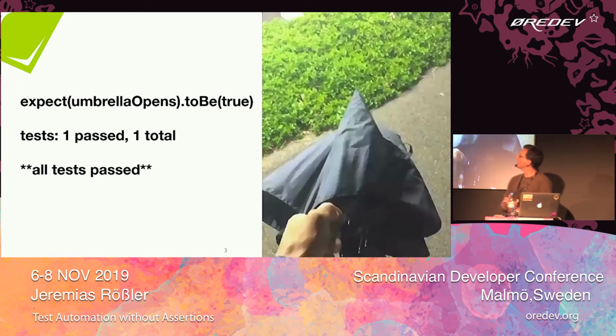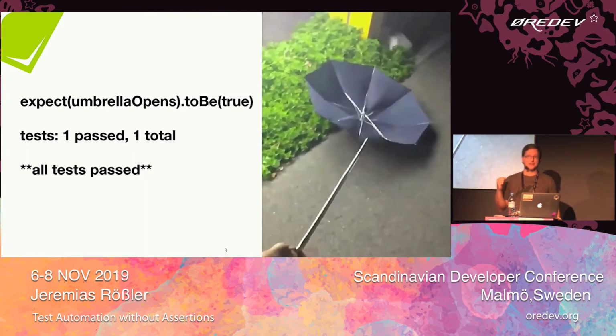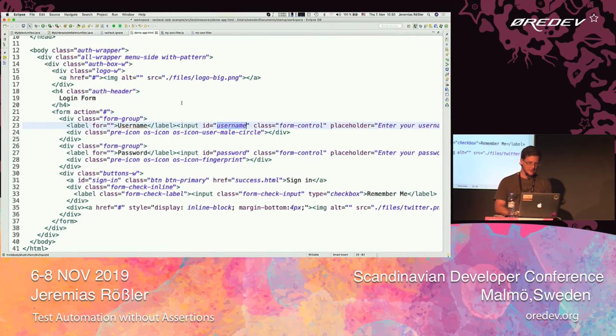So, assertions. The problem with assertions is that you specify something very specifically. Imagine how you would test an umbrella. You would say, okay, it has to open, right? So you specify that you expect the umbrella to open, and if it does, the test passes. However, that's not exactly what the user experience should be like, right? And this is what I'm going to talk about. And actually, I'm giving you a demo on this.